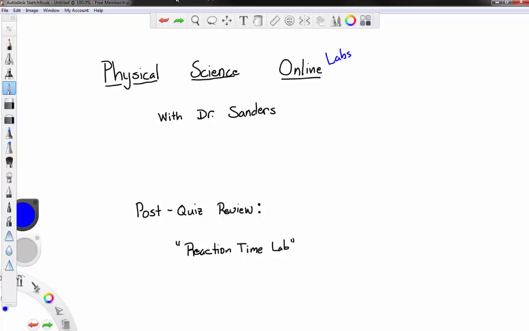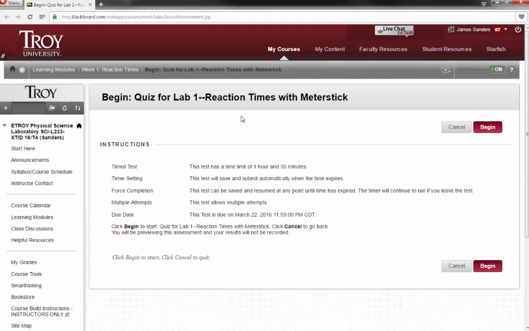And the way that I'm going to do most of these is I'm going to open up the quiz itself in Blackboard, which is like this. I will click the begin button and I'll just walk through the questions on the quiz. So this is a post-quiz review, all the questions on the lab quiz. So let's begin, and this also will give you some idea of how you should enter numbers, that kind of thing, because there are always questions about that after the fact.